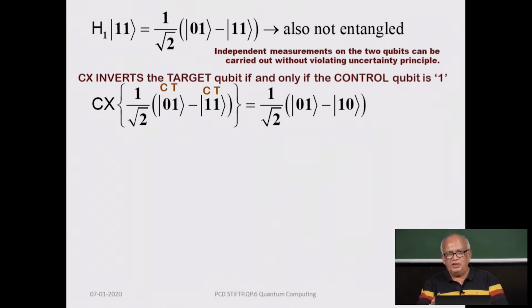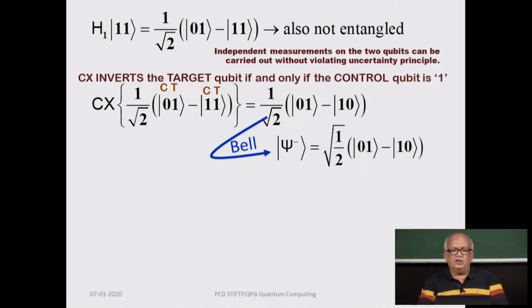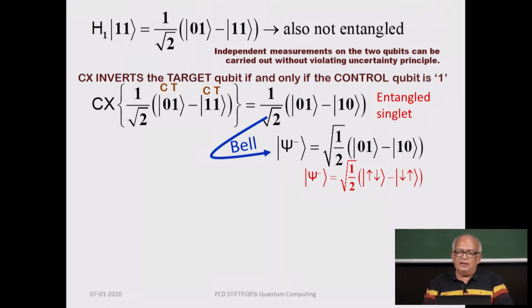So are you beginning to appreciate the algebra of the control NOT gate now? All right. So this is what the control NOT gate does, and what you have now got is in fact a Bell state. This cannot be factored. This is an EPR pair. This is the superposition up down minus down up. This is the Bell state.